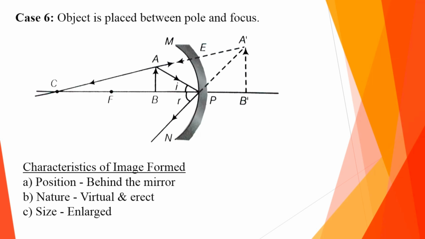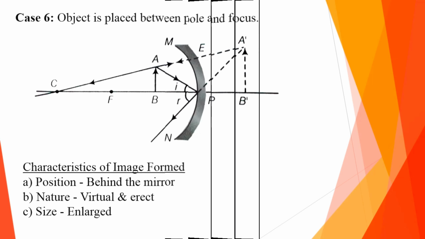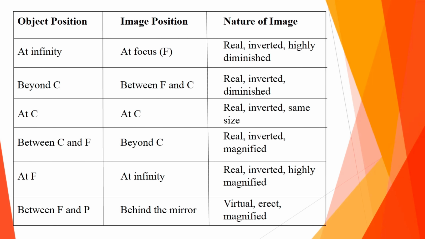So we can see together the object position, image position, and nature. When the object is at infinity, the image will be formed at focus, it is real, inverted, highly diminished. When the object is beyond C, the image position is between F and C, real, inverted, diminished. If it is at C, the image position is at C, real, inverted, same size. Between C and F, the image will be formed beyond C, it is real, inverted and magnified. Magnified means enlarged.